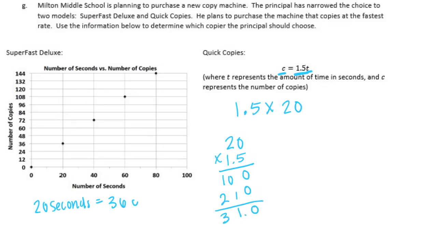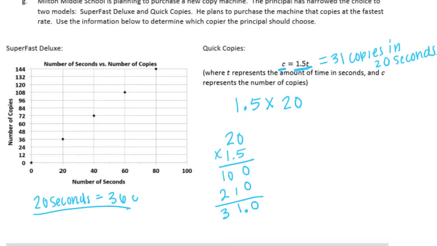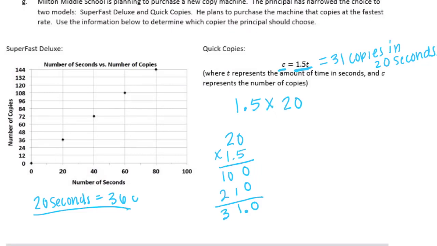And then I'll put my decimal point there. So I could get 31 copies in 20 seconds. So what I see there is that the Superfast Deluxe is the one that they should choose, because you can get more copies in a shorter amount of time.